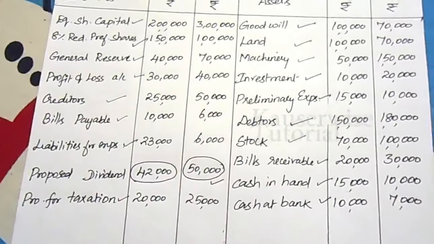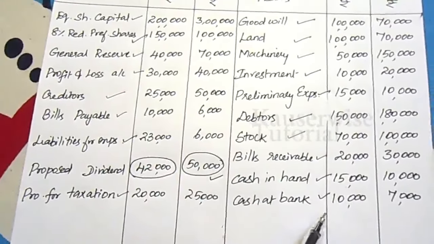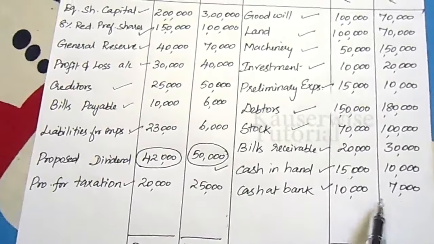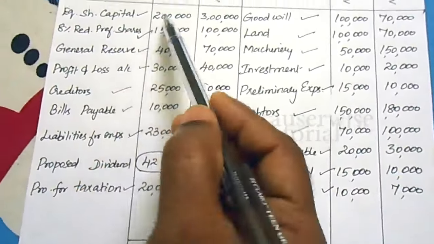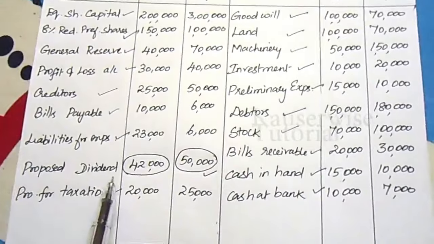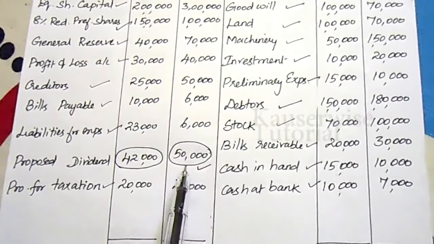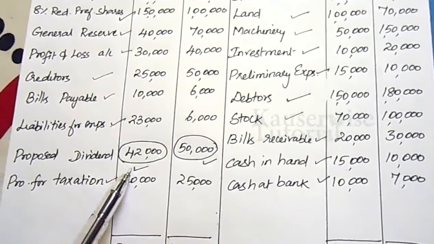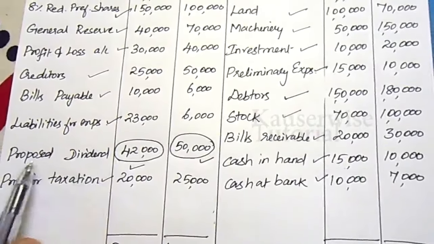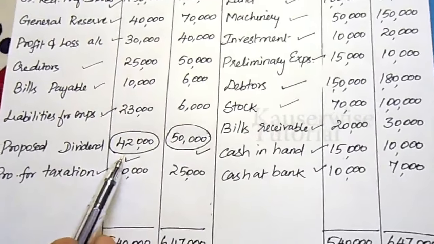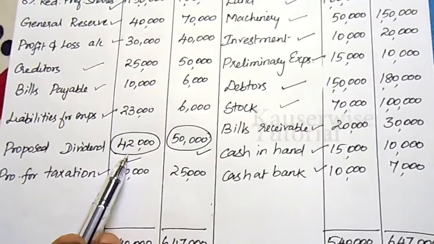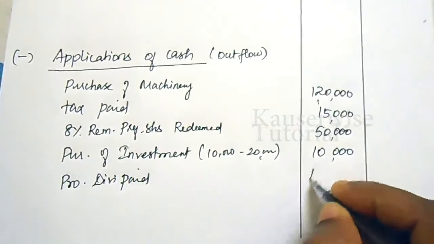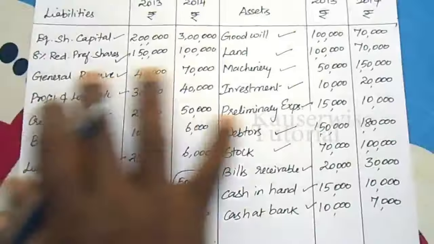In the cash flow statement, we have started with opening cash in hand and opening cash at bank. Our final answer will be 17,000. That is closing cash in hand and closing cash at bank. See, look at the liability side. We have entered all the items. See, proposed dividend. This 50,000 we have already entered in adjusted profit and loss account. This 42,000, that is last year provision, current year paid. Last year we made provision for proposed dividend and this year we have paid. So this will be recorded in application of cash. Proposed dividend paid. How much? 42,000.